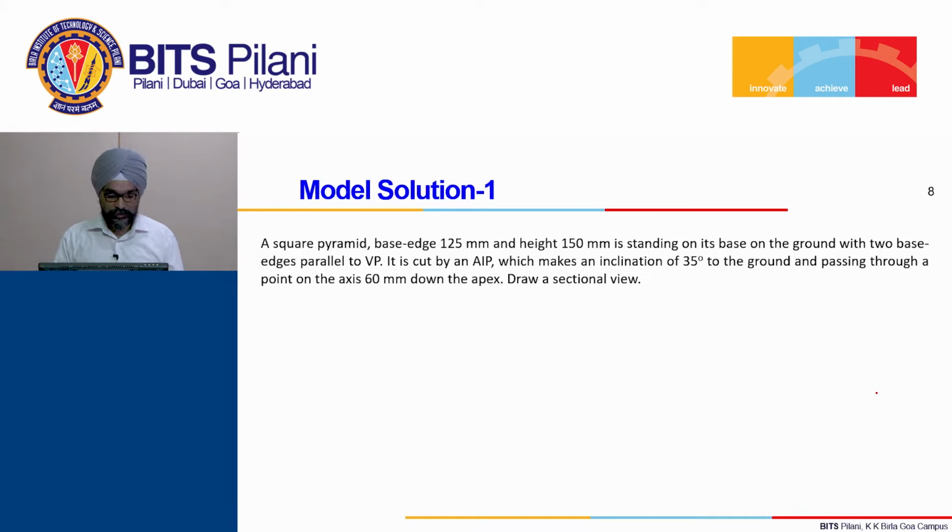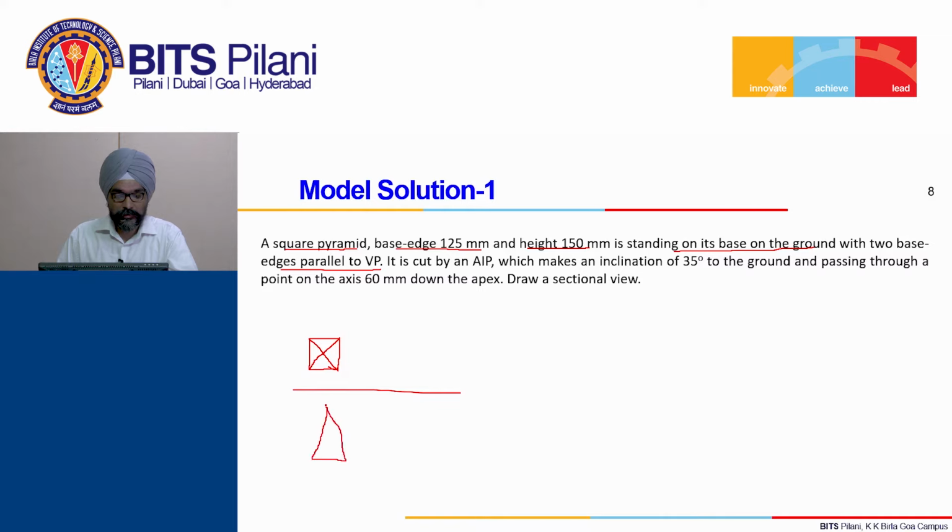So one very simple one we will take first. A square pyramid, base edge 125, height 150, is standing on its base on the ground with the two base edges parallel to VP. That means in the top view you will see the base. So it will be like this. The base edges are parallel to the VP. So this is how it will look, correct?